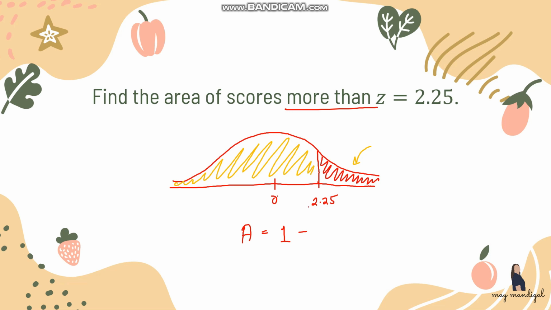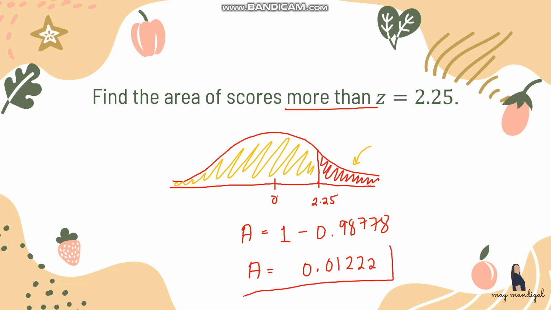So again, just look at your table. So 2.25, that is 0.98778. And then all you have to do is to subtract. So what we will get is 0.01222. So this is now the area of the scores more than the z-score, which is 2.25. Okay, so that is one thing that you can do.